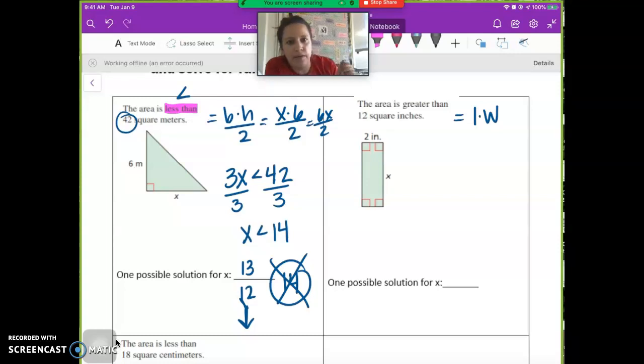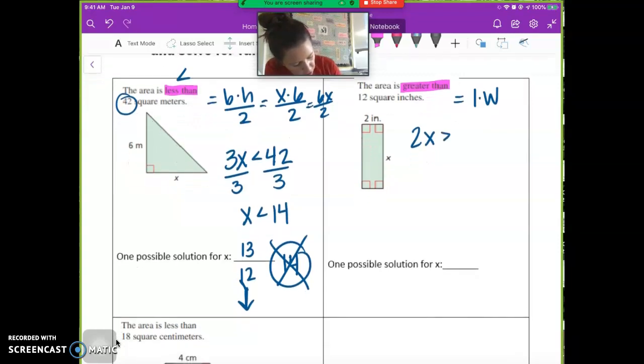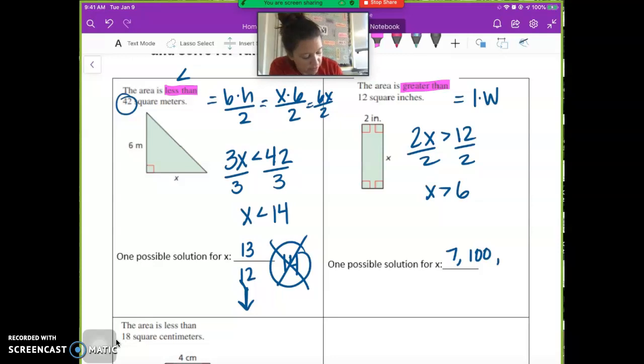All right, let's look at the second one. The area is greater than 12 square inches. So that means length times width, which is 2x, is greater than 12. Divide both sides by 2. x is greater than 6. So possible solutions for this are numbers that are greater than 6: 7 is greater than 6, 100 is greater than 6, 428 is greater than 6. It could be any number that is greater than 6. Once again, 6 is not greater than 6, so that could not be a solution for that one.